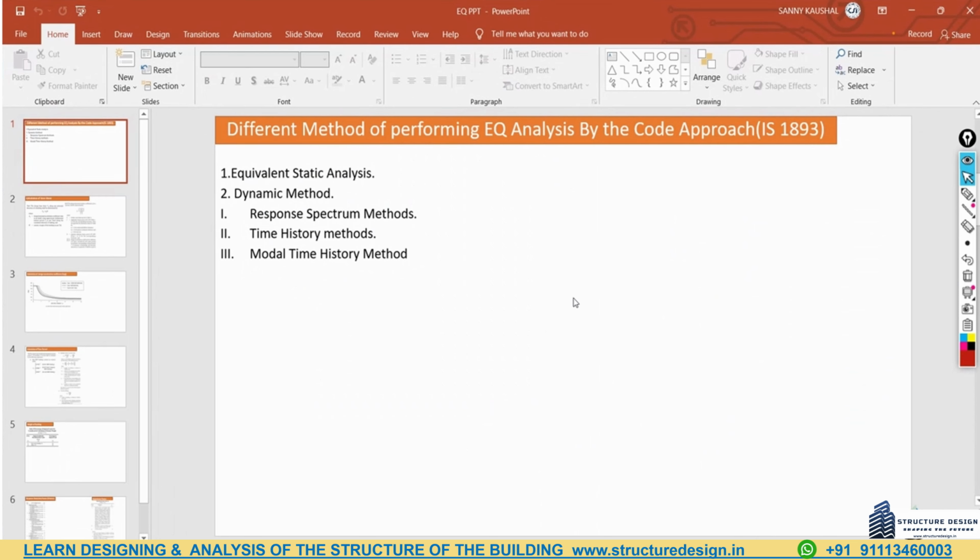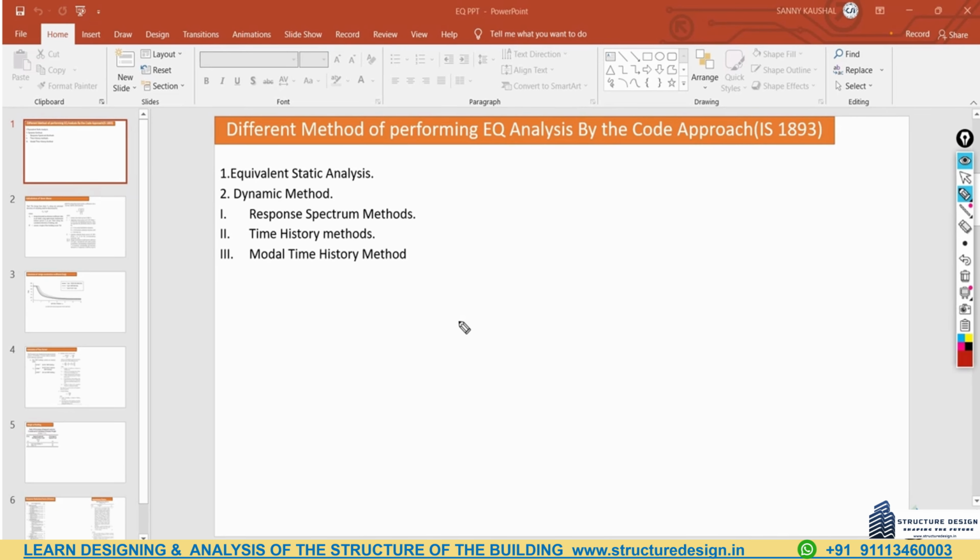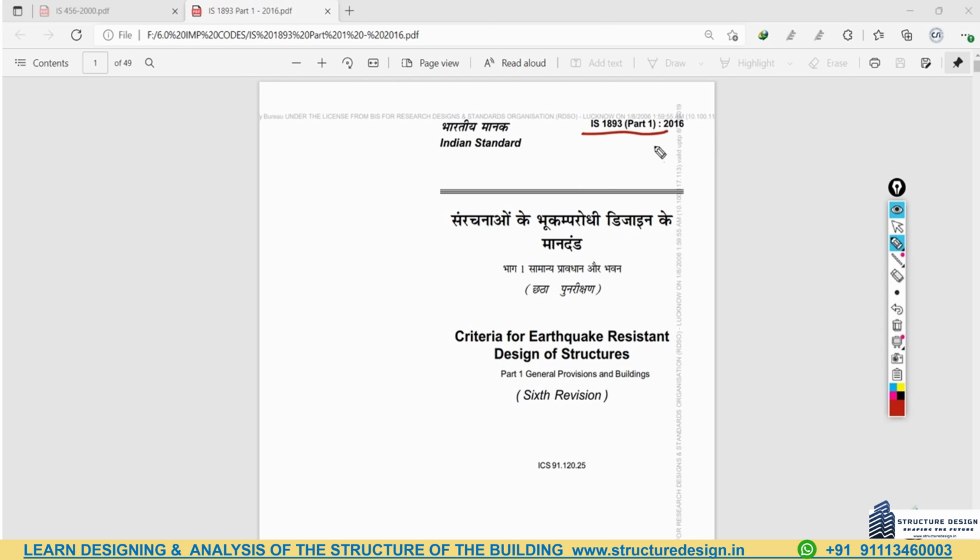This PPT will be available for you in the download section, so you can download it and study. You can see here the topic which we have to study. The first thing is the different methods of performing earthquake analysis by the code approach. The first thing you have to know is that the earthquake design which you perform on your building is given in IS 1893. So IS 1893 is the code where you will follow all the guidelines which we have to perform in earthquake design. The latest is IS 1893 2016, and I will open this code and show you. This is the latest code of IS 1893 Part 1, which was released in 2016.